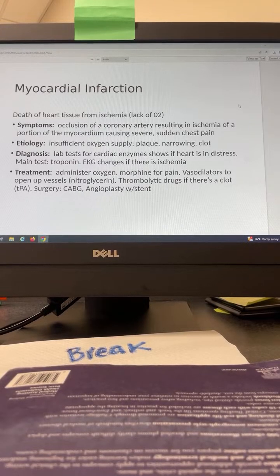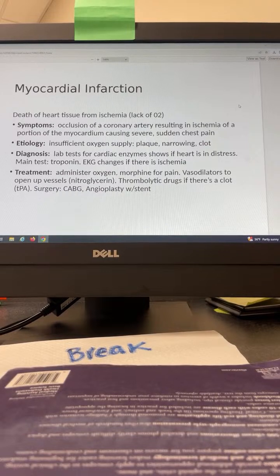Causes of this: insufficient oxygen supply. Okay, so it could be from plaque, like cholesterol, fat, that's atherosclerosis. It could be from the narrowing, which is arteriosclerosis, or it could be a blood clot. All right, we talked a little bit about AFib last unit when we were talking about vascular dementia. But clots are really common with atrial fibrillation, which is a type of arrhythmia, which we'll talk about here in a little bit.